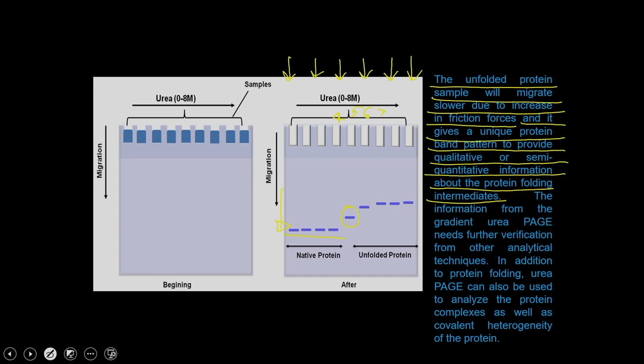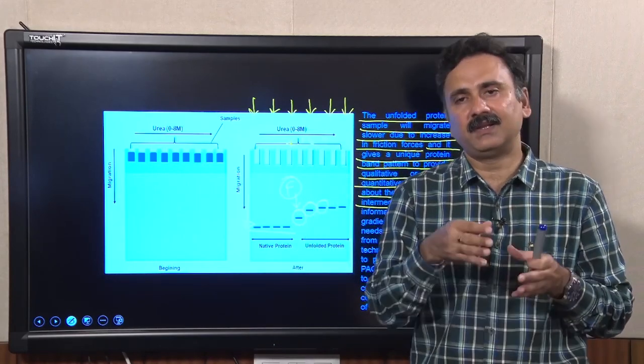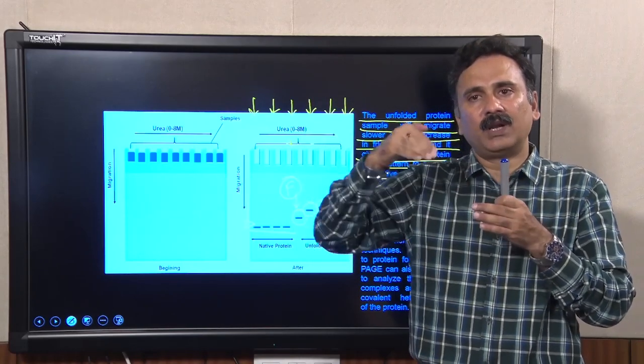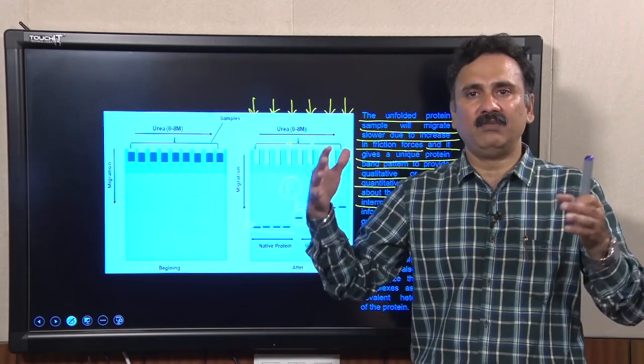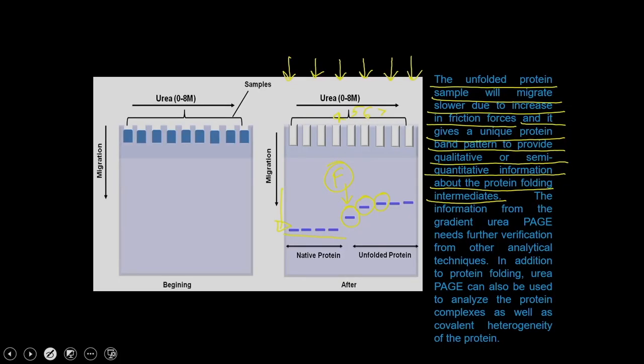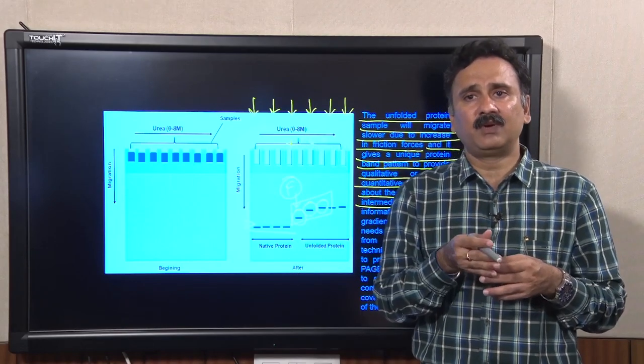starts unfolding. And at this stage, the protein gets completely unfolded, because as it unfolds, it is going to experience high frictional forces, and because of that it is going to oppose the migration within the acrylamide gel, and as a result its migration is going to be slower and slower, and that slowing is going to be proportional to the increase in hydrodynamic volume, and that can be mapped to draw semi-quantitative as well as qualitative information on when the protein is going to be unfolded, when it is going to be denatured, and when the protein is stable.